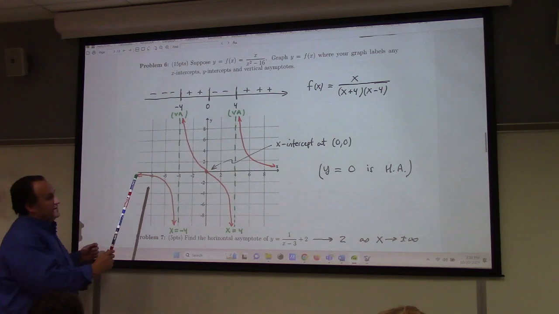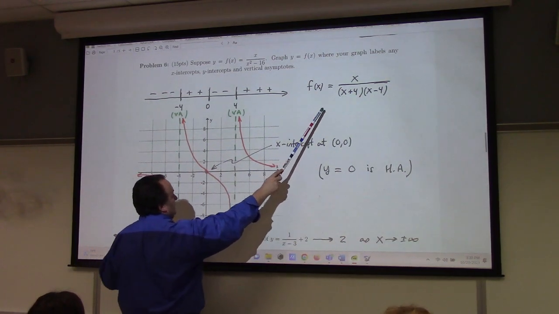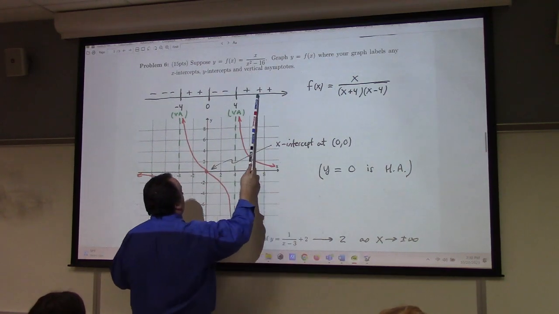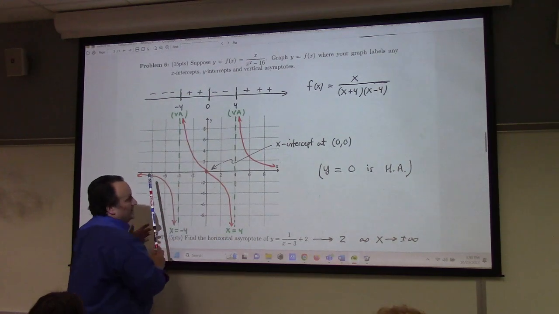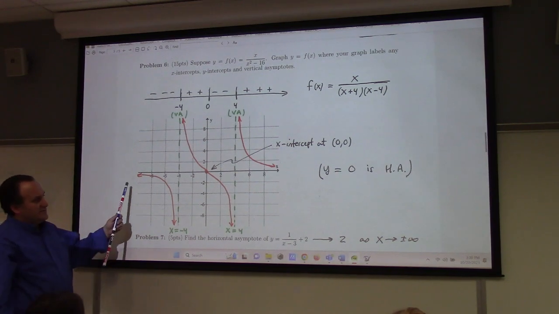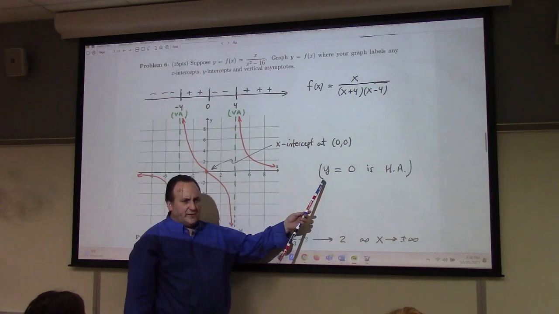I draw a sign chart to guide me. So it's positive if I put in like 10 or whatever. And then each factor has multiplicity 1 again, so we go plus, minus, plus, minus. And then the other thing to think about here is the horizontal asymptote, which is y equals 0. Why? Can you guys tell me why the horizontal asymptote is 0 here?